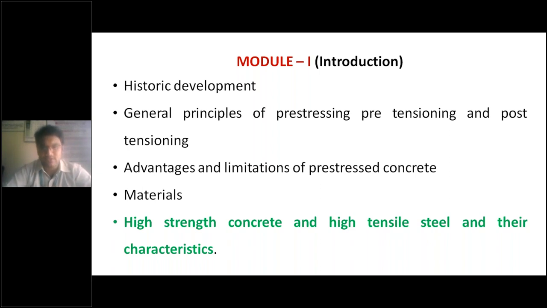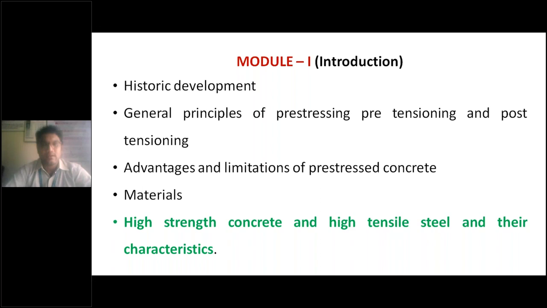This was followed by the general principles of prestressing, pre-tensioning and post-tensioning, and the advantages and limitations of prestressed concrete. We also discussed the materials used for prestressing: high grade concrete, high strength steel, and prestressing materials like anchorage cones, the sheathing, which is nothing but ducts, bearing plates, wires, strands, tendons, cables, and profiling. These are the technical materials we use in prestressing. We also covered what high strength concrete and high tensile steel mean and their characteristics, and why we go for high grade concrete and high tensile steel for prestressing. These are the topics we discussed in module 1.